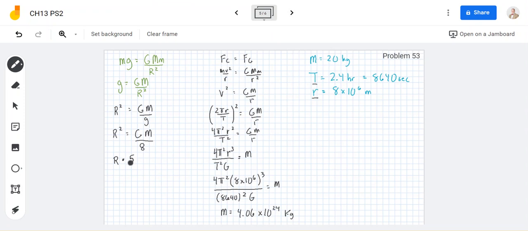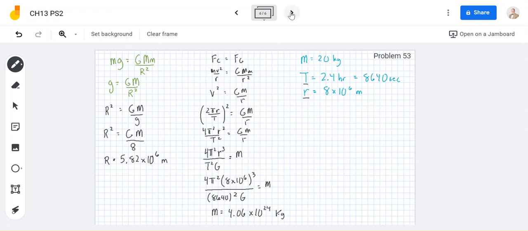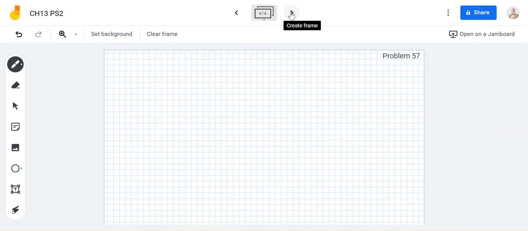And I end up with 5.82 times 10 to the 6th meters, which is actually pretty close to the Earth. The Earth is 6.37 times 10 to the 6th. So this is a planet that's just a little smaller than Earth, but with relatively close to the same density. And that was good. All right, one more, 57.